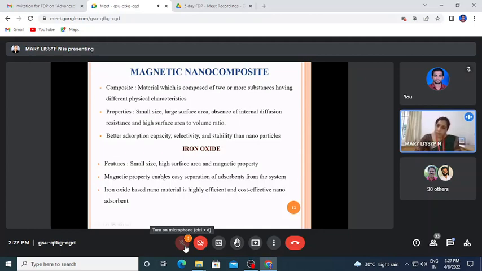Just as an example, I'm showing iron oxide, because iron oxide is the normal chemical compound which researchers take in all the studies. It has high surface area and high magnetic property. So in all the combinations, if you use iron oxide, that particle will have a magnetic property. Second statement, you can see easy separation of adsorbents from the system takes place if it has a magnetic property. And here it is a highly efficient and cost-effective nano-adsorbent also, if you are using an oxide.